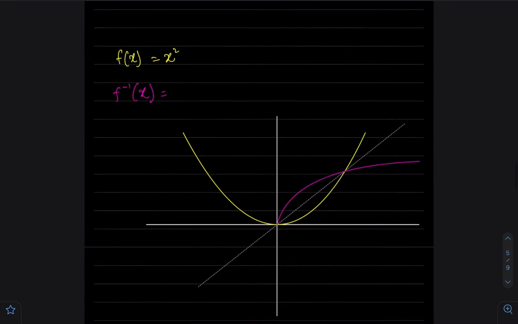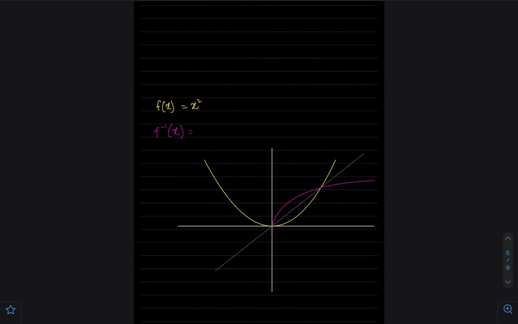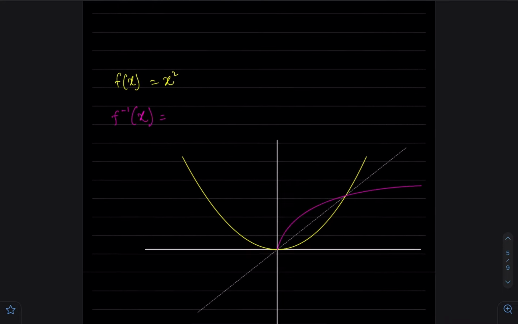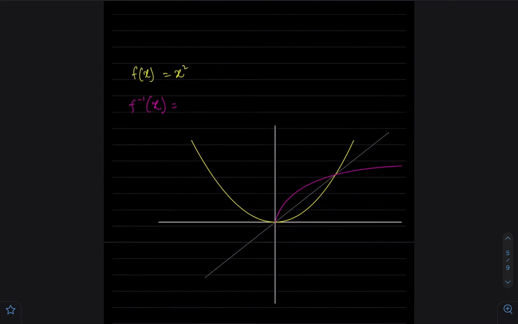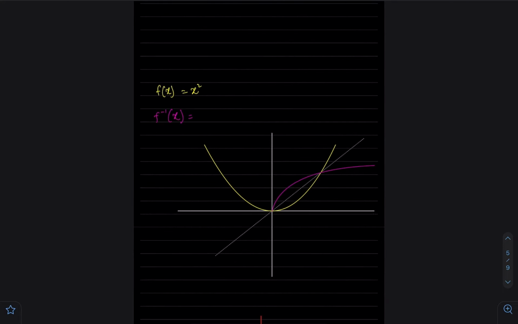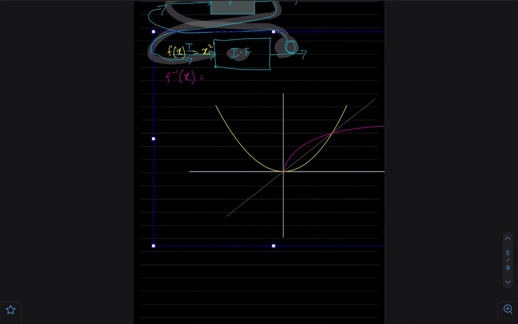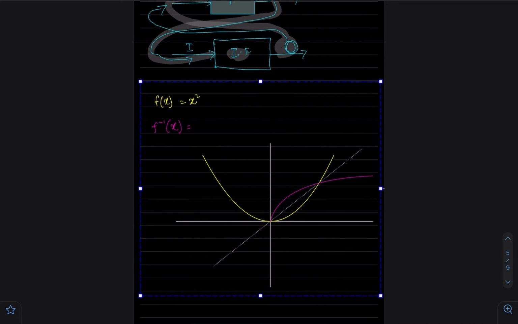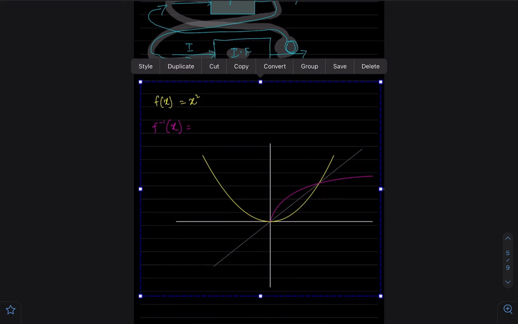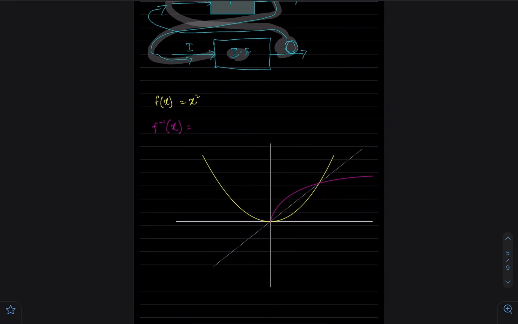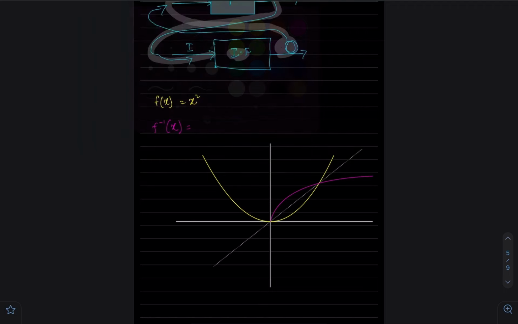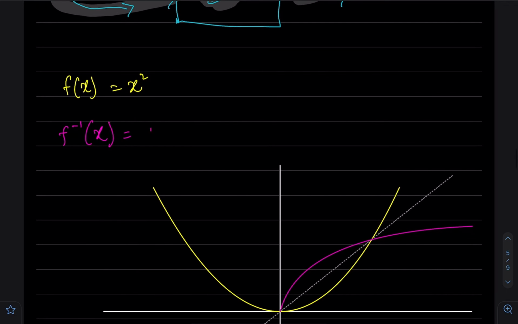Now let's take a look at this graph right here. We've got a function f of x equals x squared, and we've got its inverse. Well, if you're squaring x, what would its inverse be? What would its reverse process be if you're squaring something? Well, taking the square root is going to be its inverse, right? And so the inverse for this function is going to be the square root of x.